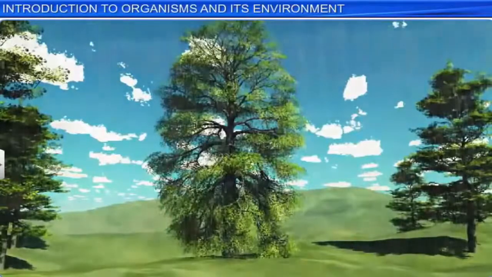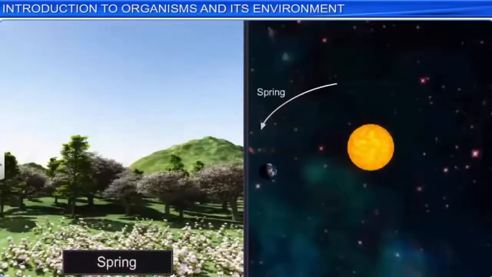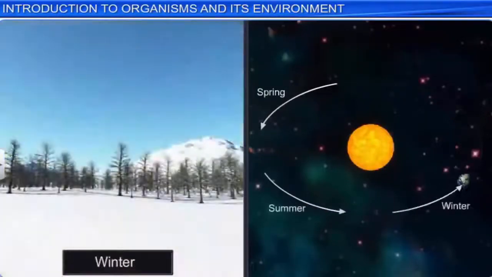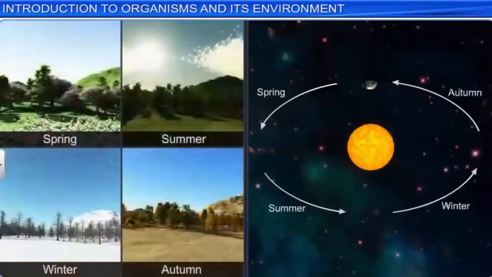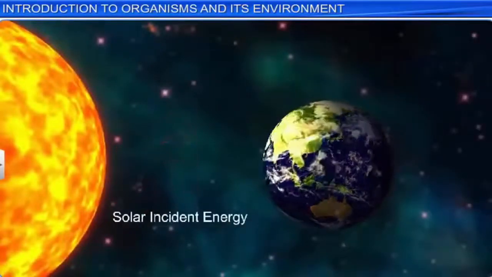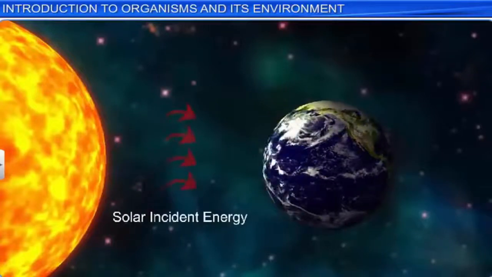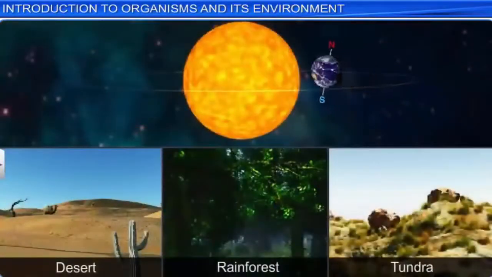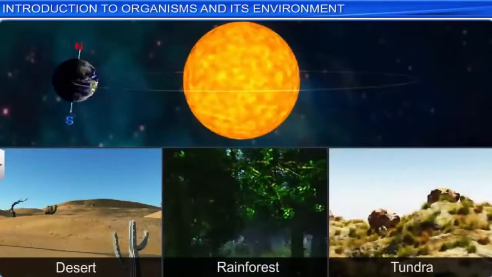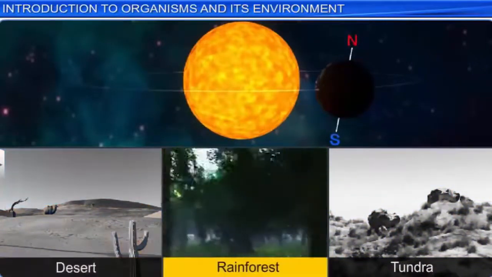Interestingly, the abiotic environment never remains constant all year round. All places on Earth experience different seasons due to the tilt in the Earth's axis and its revolution around the Sun. Owing to the varying intensity and duration of solar heat, you find variations in temperature and precipitation at different places on the Earth. Annual variations in temperature and precipitation are responsible for the formation of major biomes such as deserts, rainforests, and the tundra.